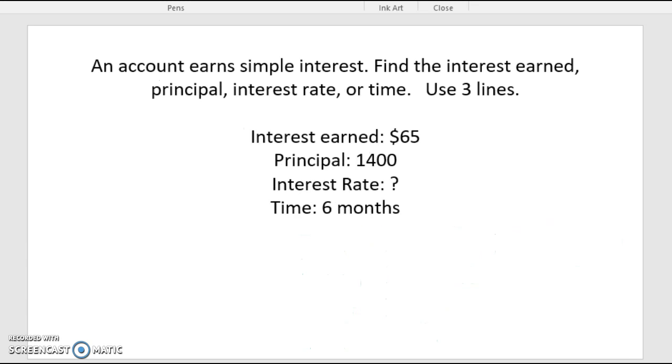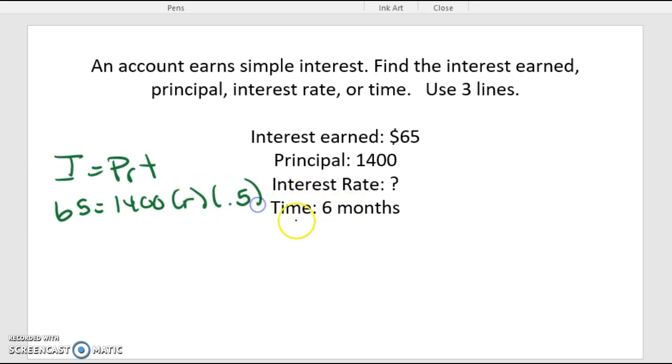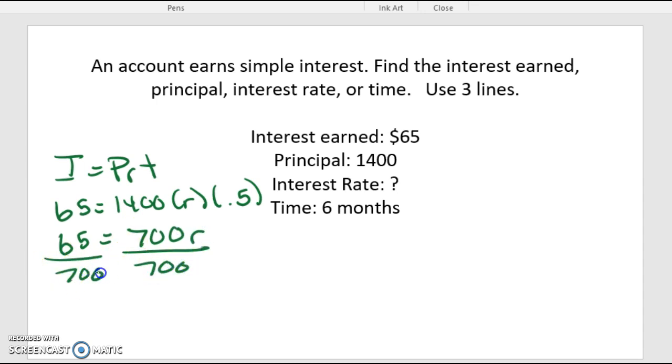All right, so here I'm looking for my interest rate. I wrote my same equation. I is equal to P R T. My interest earned is $65. My principal is $1,400. I'm looking for my rate, so R, and then my time is 6 months, so that's 0.5. Because remember, time is in years, so 6 months would be half of a year. Now I have 65 is equal to 1,400 times 0.5, which is 700 R. Divide both sides by 700 to get that R by itself. 65 divided by 700 is 0.09. But we've got to change that back into a percent, so we would have 9%.